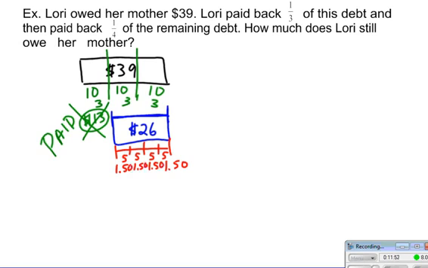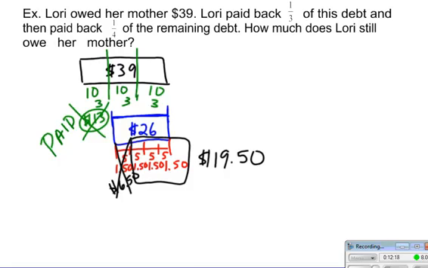So that means each of those groups is worth $6.50. And so we said she paid back 1 of these quarters. So now 3 quarters are left owing. So she owes her mom 5, 10, 15, 16, 17, 18. She owes her mom $19.50.